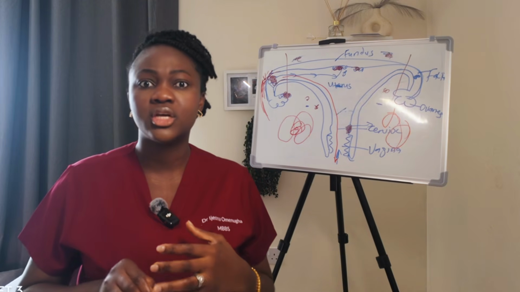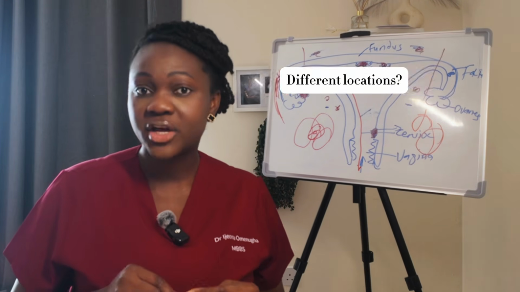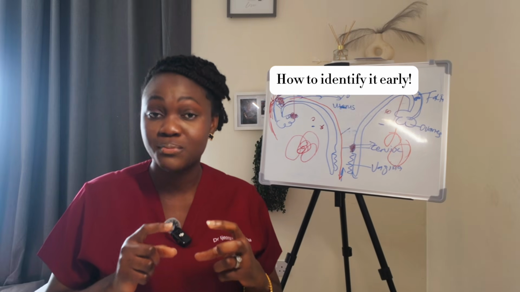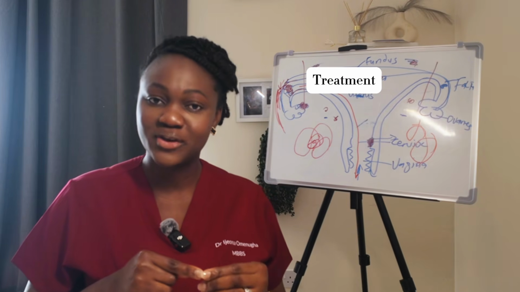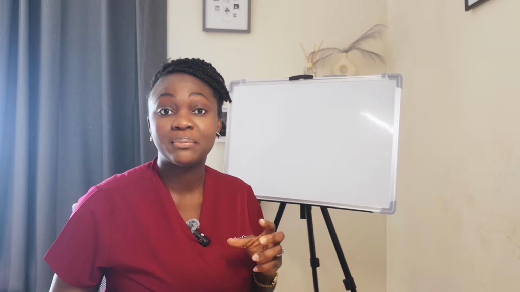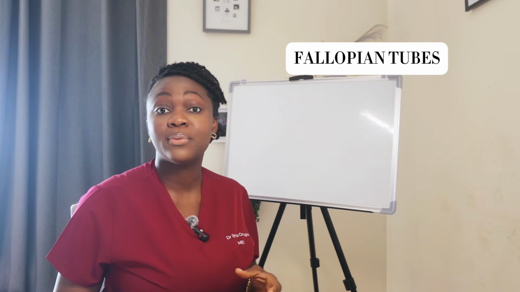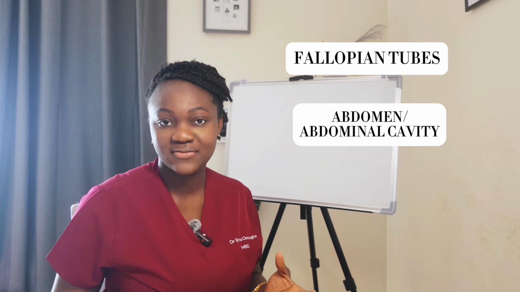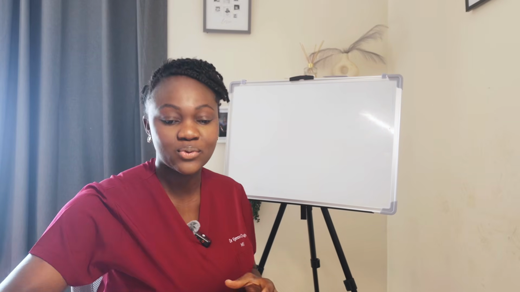So in this video, we're going to be looking at what an ectopic pregnancy is, what causes ectopic pregnancy, different locations of an ectopic pregnancy, how to identify an ectopic pregnancy early, even before it ruptures, the symptoms, the complications, and the treatment, of course, of ectopic pregnancy. An ectopic pregnancy occurs when the fertilized ovum implants outside the uterus, and this is commonly at the fallopian tube. It can actually happen any other place, like the abdominal cavity, and even the cervix. So I'm going to show you the female reproductive system so that you see what I'm talking about.